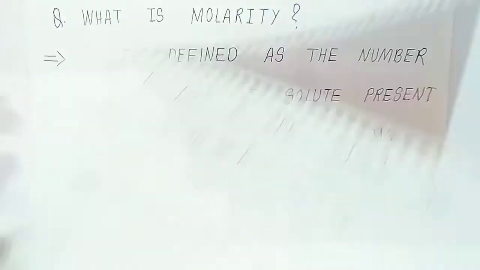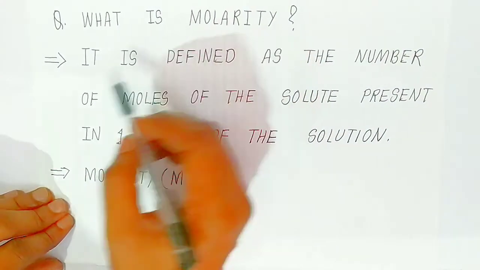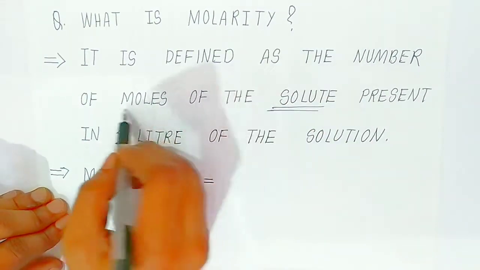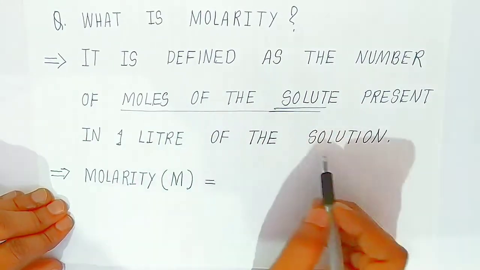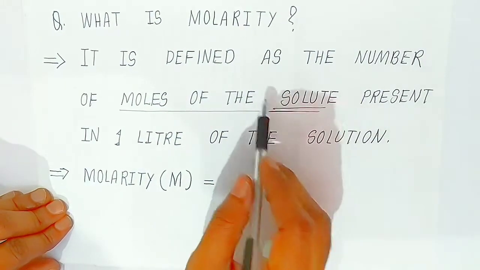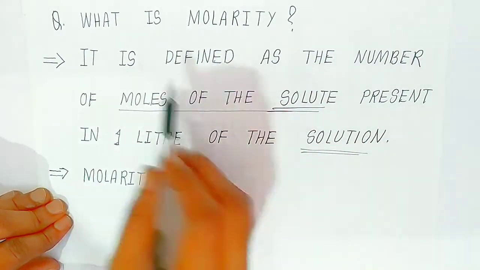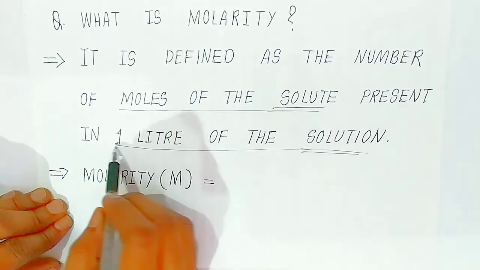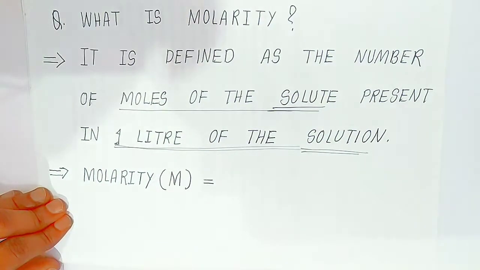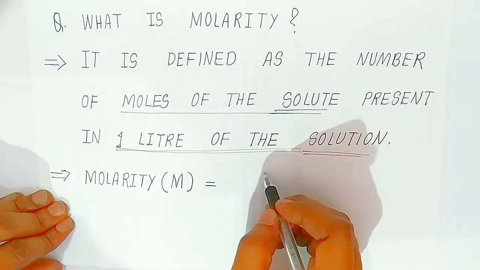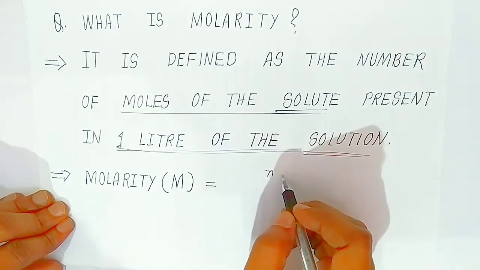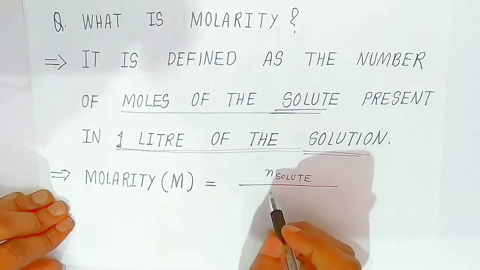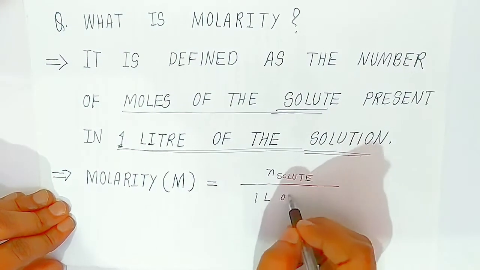Okay students, after that, what is the molarity? It is defined as the number of moles of solute. Students, we are talking about solute: the number of moles of solute present in 1 liter of solution. Here the solvent is not required, only the solute and solution relation. So it is defined as the number of moles of solute present in 1 liter of solution. So molarity we write as the number of moles of solute upon 1 liter of solution.